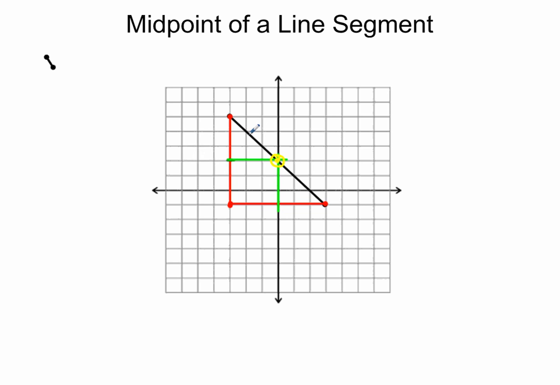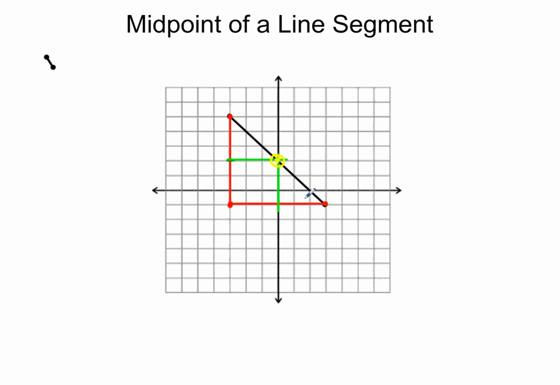Another way you can think about it, to get from this point to this point, we went down 6 and over 6. So to go halfway, we would go down 3, which is half of the amount we went down, and then over 3, which is half the amount we went over. So if we do that twice, we get to the other endpoint.